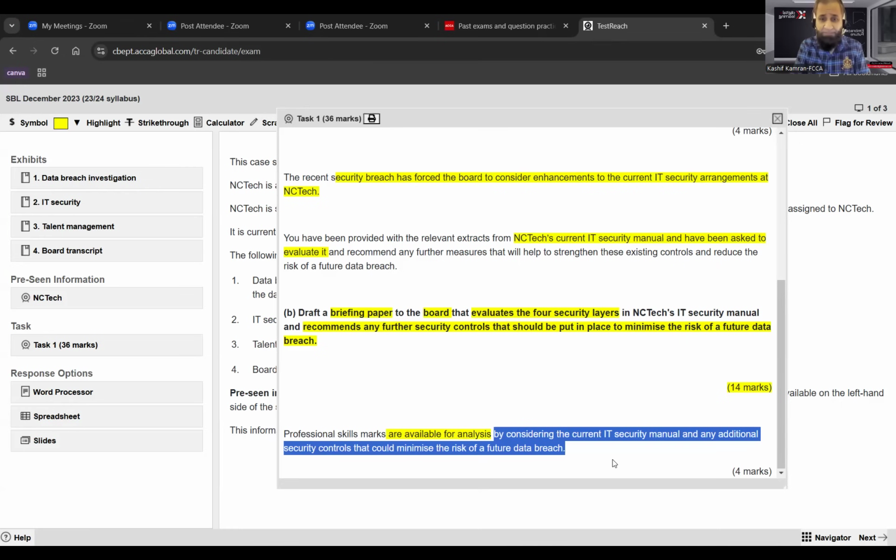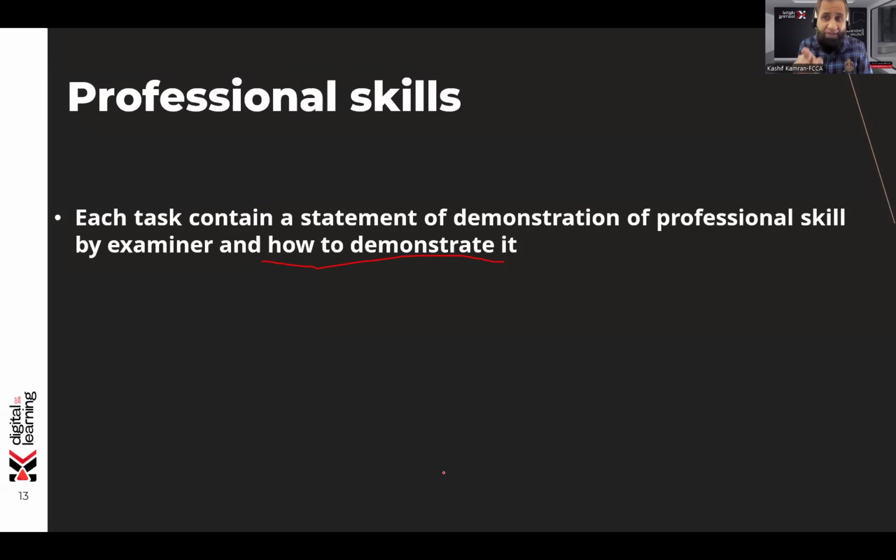So each time you look at a skill in the exam, be sure that the examining team will also tell you how to demonstrate it, and you're missing on that. I believe students don't read that. They just look at the word commercial acumen, they just look at the word analysis, and they start doing whatever they want to do. They're not reading how it should be demonstrated.